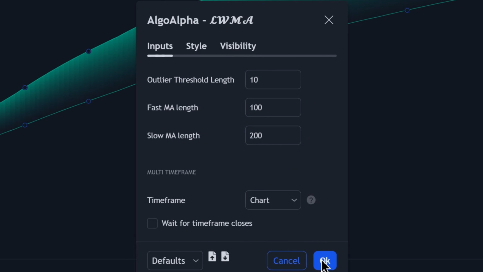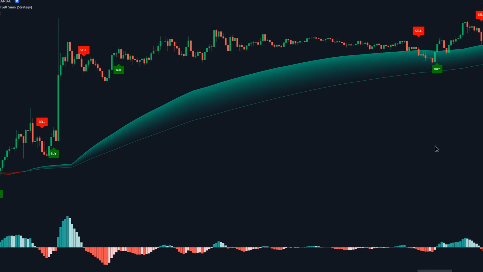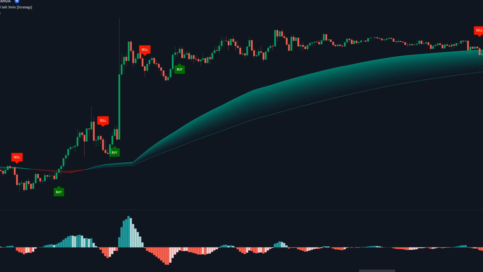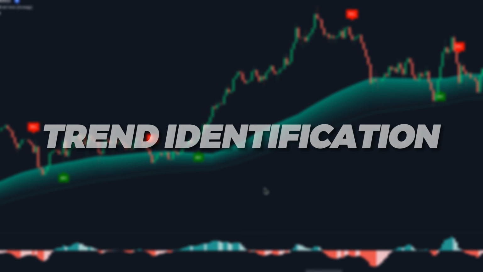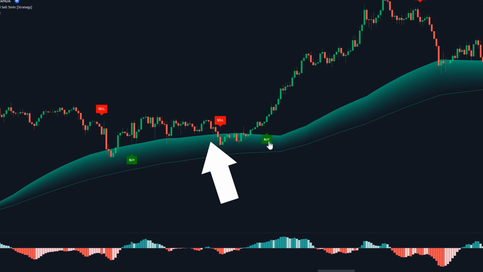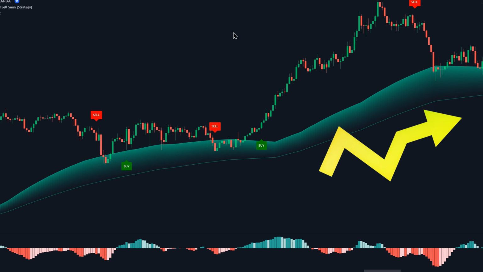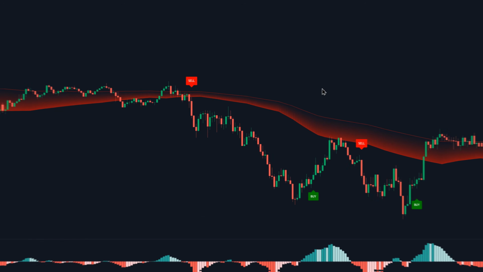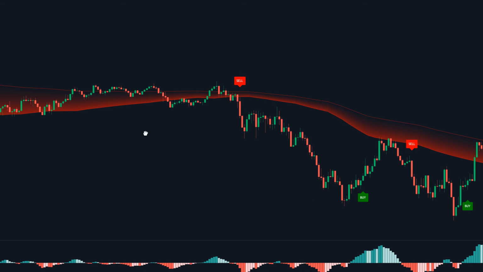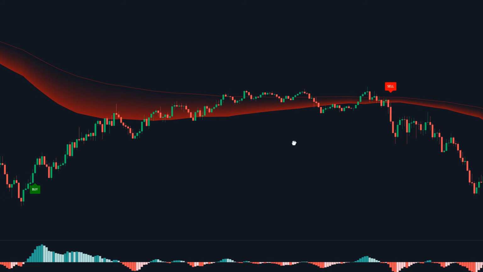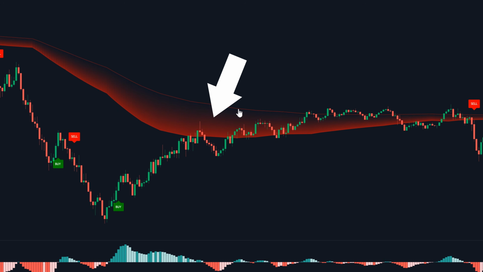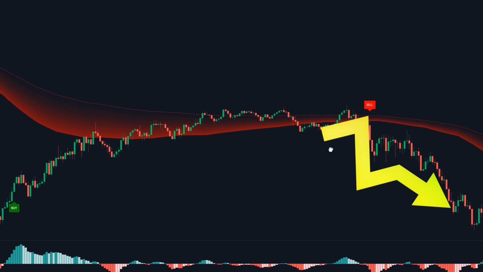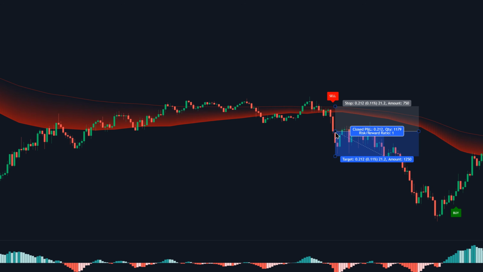After that, click OK. The Liquidity-Weighted moving averages indicator is going to be used for trend identification. Whenever it's colored teal, like here, this indicates a bullish trend, and we're only going to be looking to take long positions. On the other hand, whenever the Liquidity-Weighted moving average indicator is colored red, like here, this indicates a bearish trend, and so we're only going to be looking to take short positions.